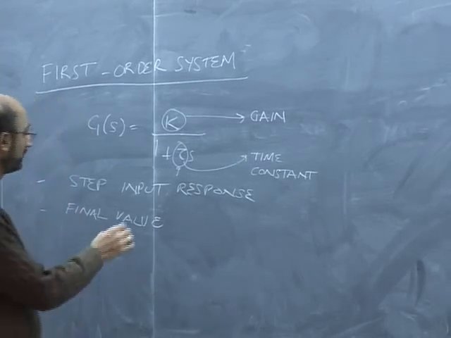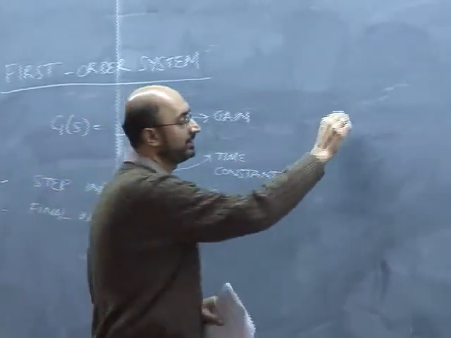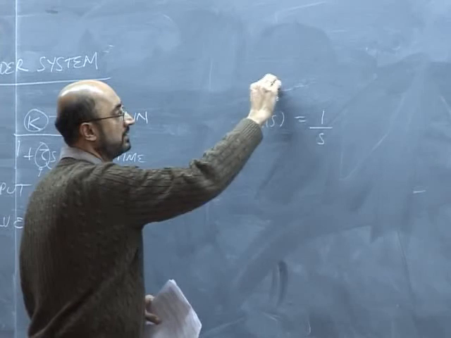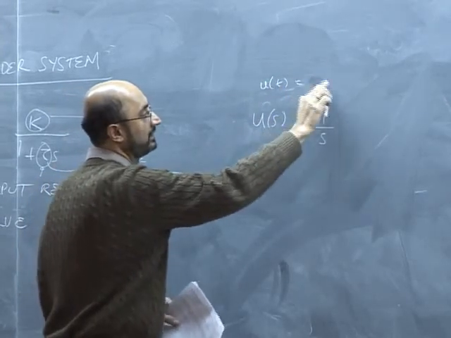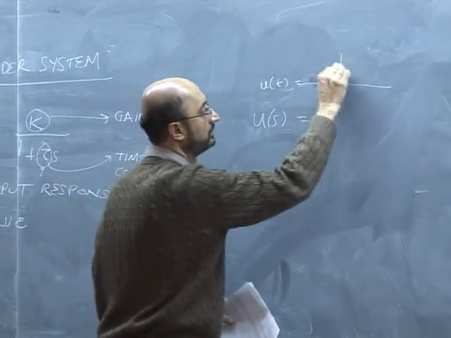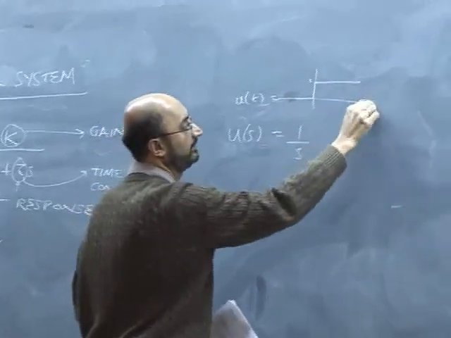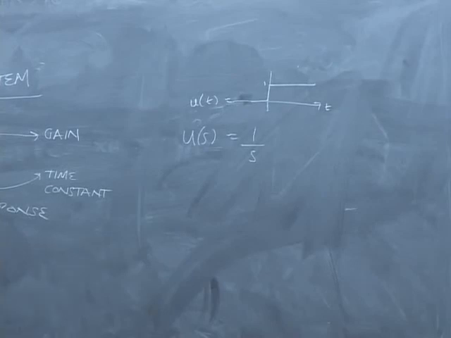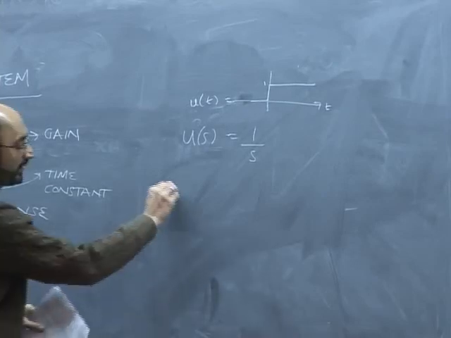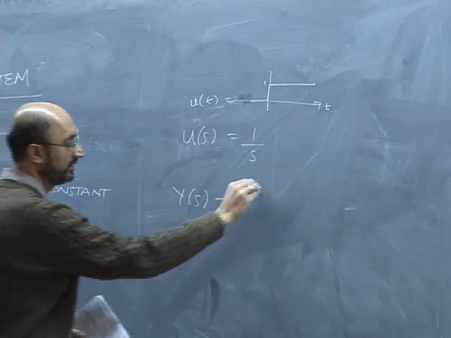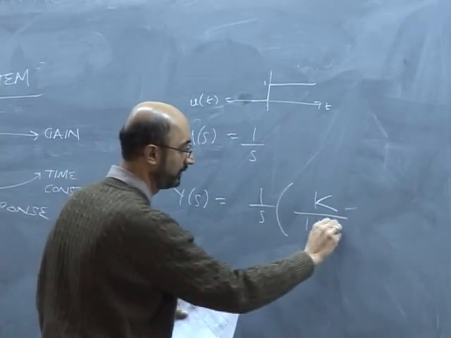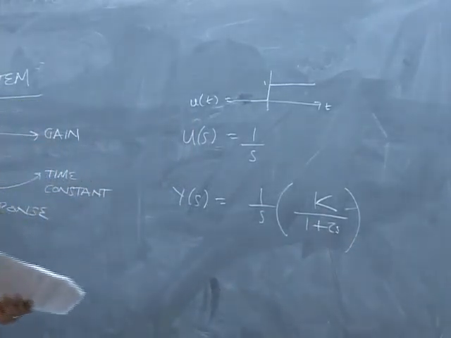To understand this, we're going to take a step input. So let's say that u of s is going to be 1 over s, because u of t is basically the step input. So you're at 1, and this is time, and the signal value is 1 at this point. So we know that u of s, the Laplace transform, is 1 over s. Then we can say that y of s, the output, is going to be nothing more than 1 over s times k over 1 plus tau s, because y of s is input multiplied by the transfer function.